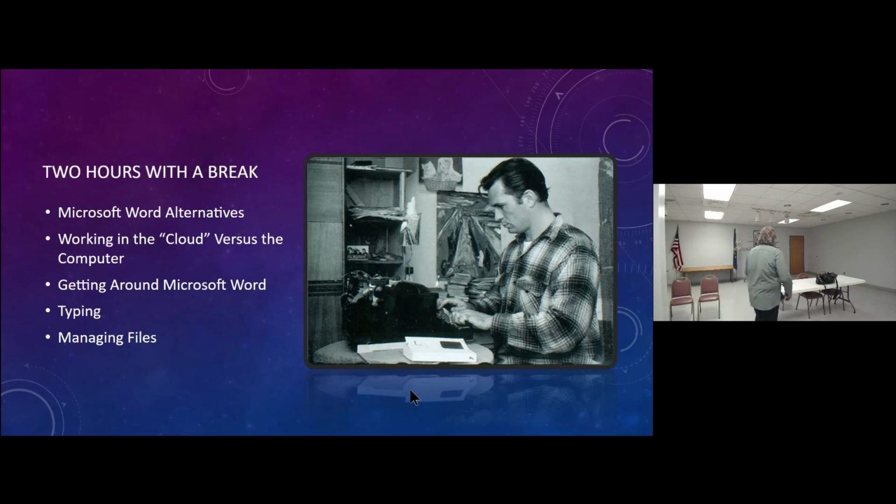So today we're going to be working with a piece of software that's installed on these computers called Microsoft Word. It is a type of software called a word processor. And you don't have to use Microsoft Word. There are other alternatives if you want to do word processing, and I'm going to show you a couple of those. Then we're going to talk about working in the cloud versus working on the computer, because one of the alternatives is a free cloud-based alternative, and it's nice. And then we're going to open up Microsoft Word. We're going to start learning how to get around Microsoft Word and start learning our keyboard, and we're going to start learning how to type. And then we're going to save our file.